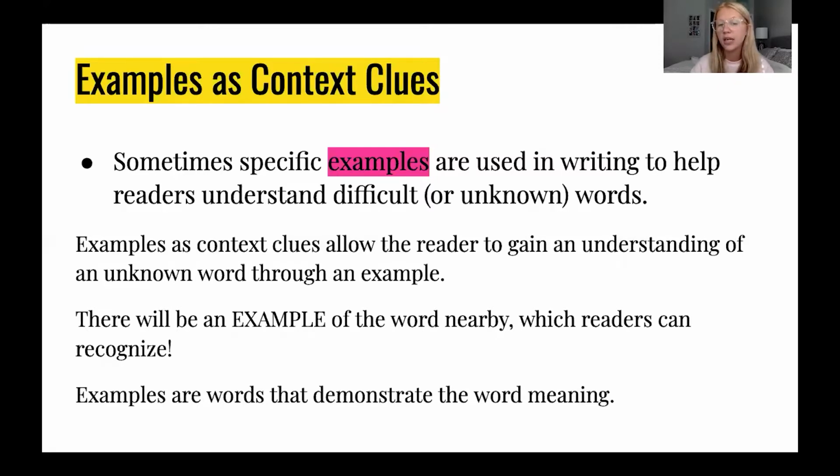So in a sentence or in a text that includes an example, we will be able to recognize that example, and that will connect to our unknown word and will help us as readers have a better understanding of the unknown word by recognizing the example. And examples are words that demonstrate the word meaning. So examples within a sentence or a text are demonstrating to us and helping us gain an understanding for the unknown word and the word meaning.